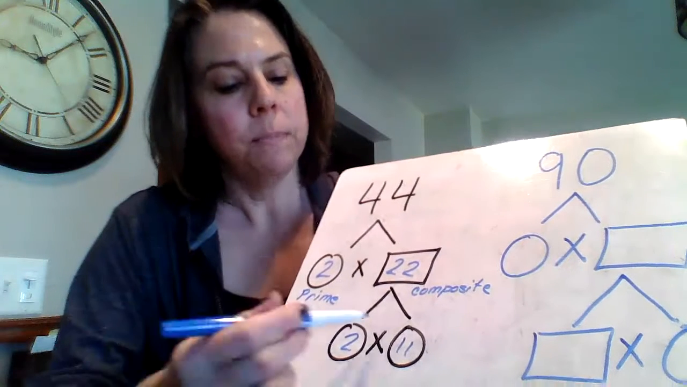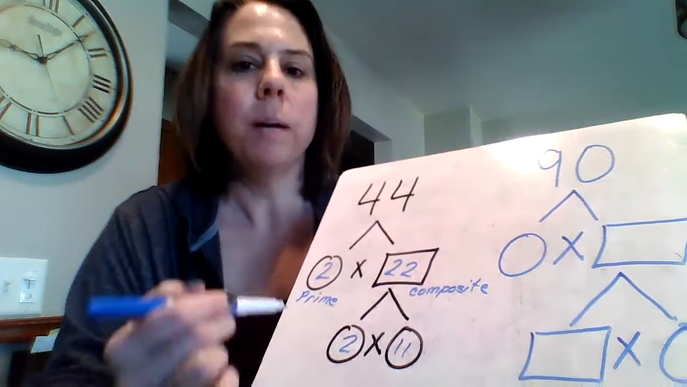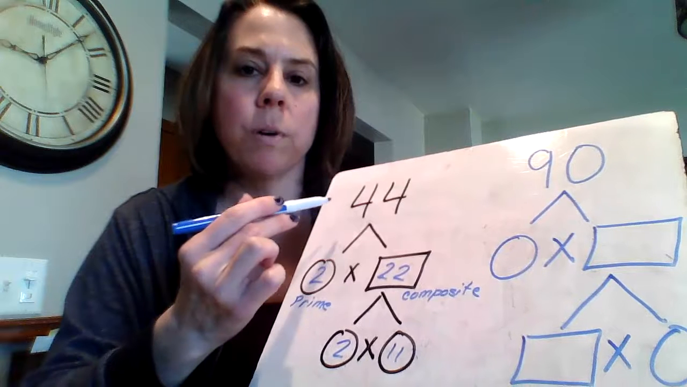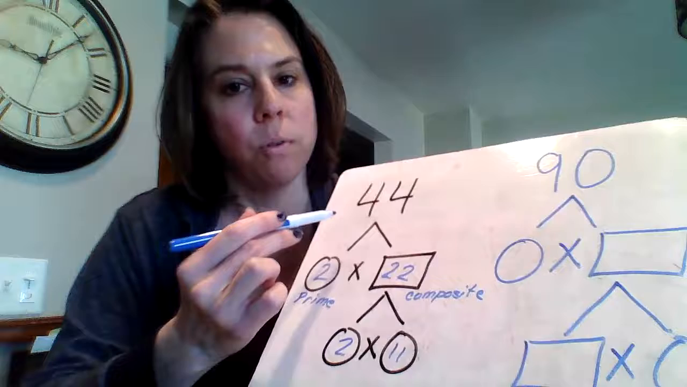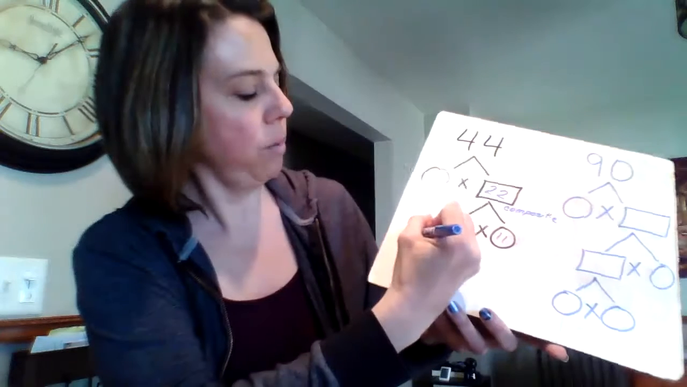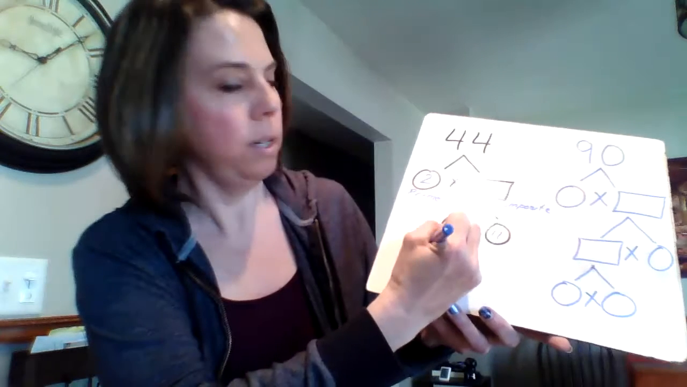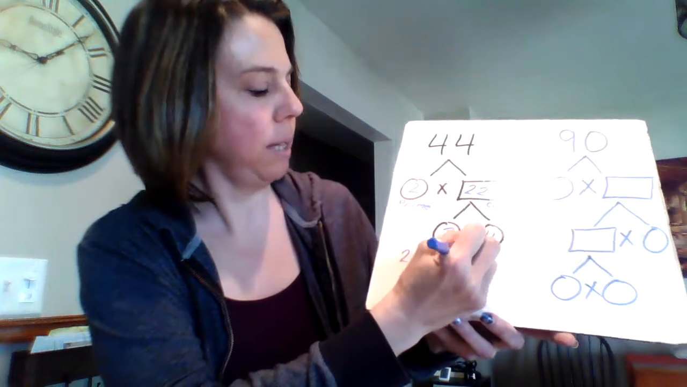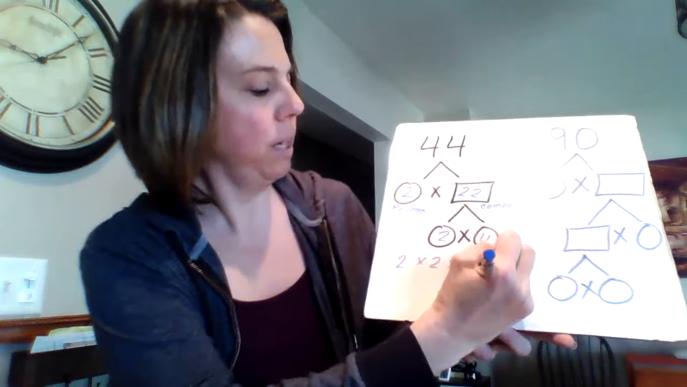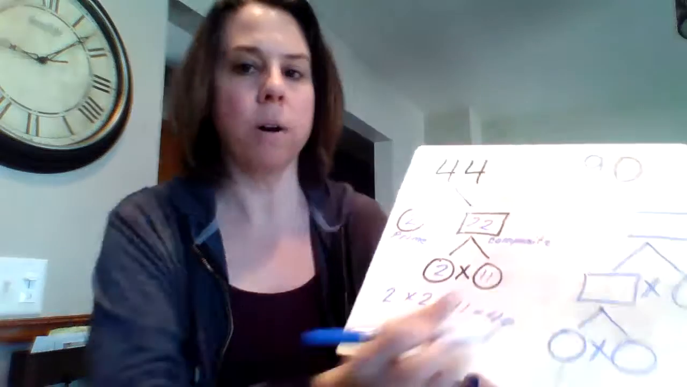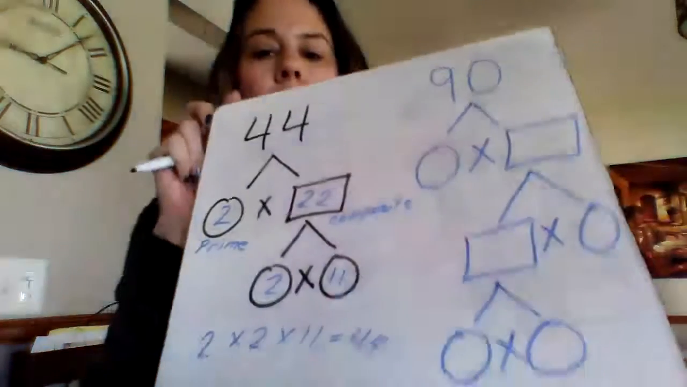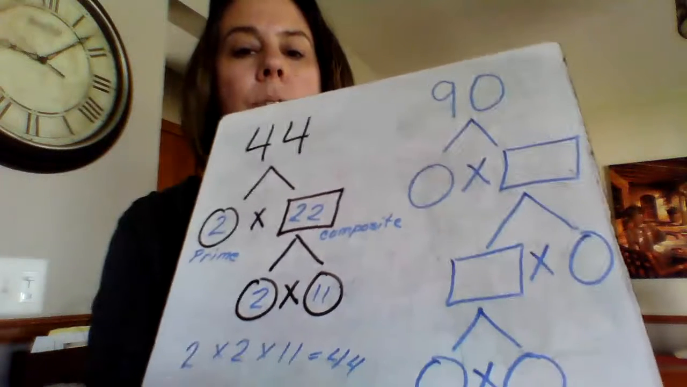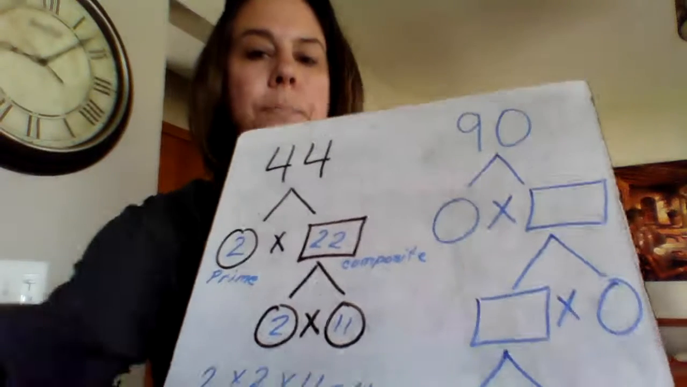And so now we have all the prime factors of 44, and that is what prime factorization is looking for. And then below that, we can do our number sentence, which is 2 times 2 times 11 would give us 44, and we are left with all prime numbers, our 2 and our 2 and our 11.